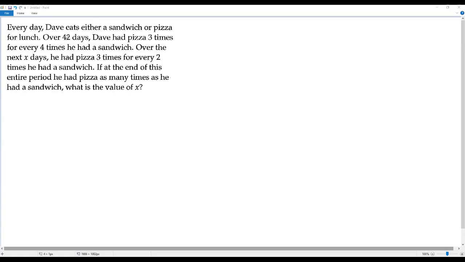Now let me consider the period of the first 42 days. Let me write the stuff over here. In the first 42 days, the ratio between the number of days Dave had pizza and sandwiches is 3 to 4, because Dave had pizza 3 times for every 4 times he had a sandwich. So the ratio of pizza to sandwich is 3 to 4.